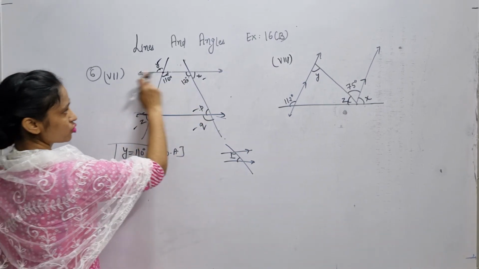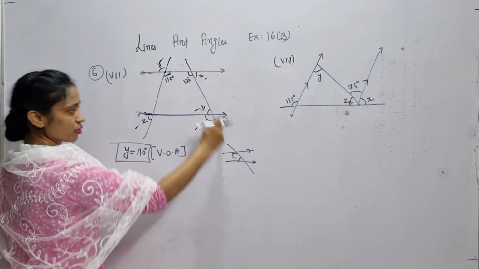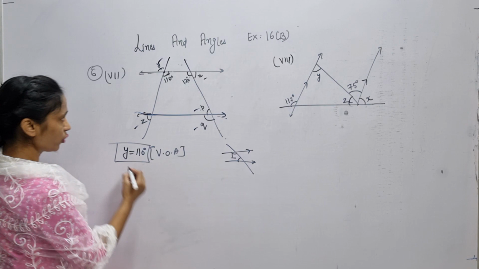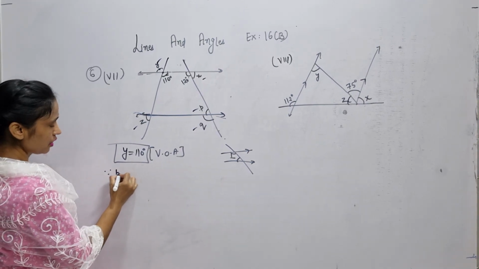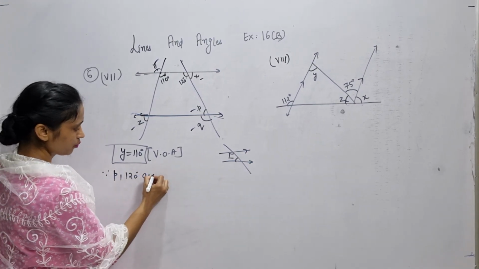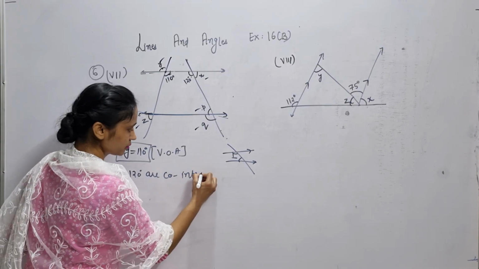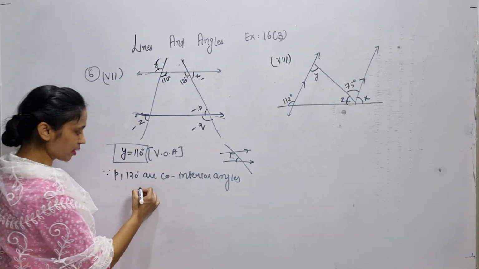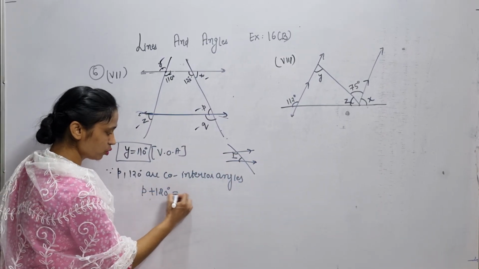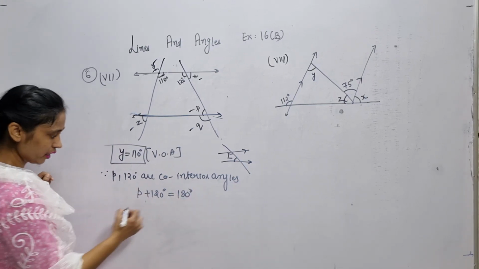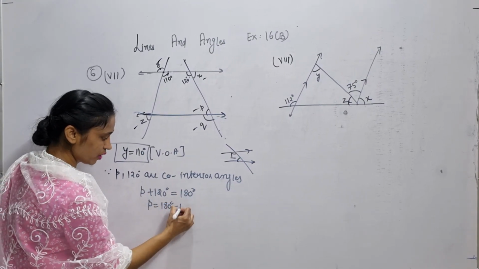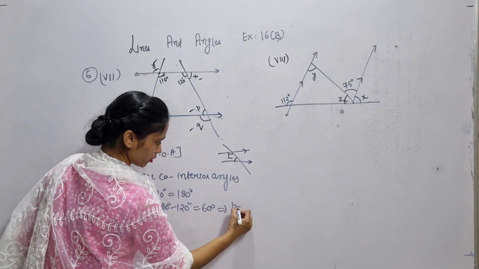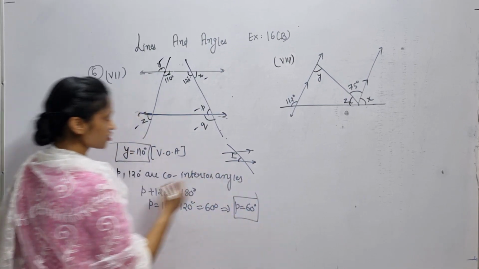Means P and 120. These two are the parallel lines, and this is the transversal line. Means 120 and P are the co-interior angles. Because P and 120 degree are co-interior angles, then what would happen? We know that the co-interior angles are supplementary, means their sum will be equal to 180 degree. Okay, P is equal to 180 degree minus 120 degree is equal to 60 degree. Okay, this is also done. P is equal to 60 degree.